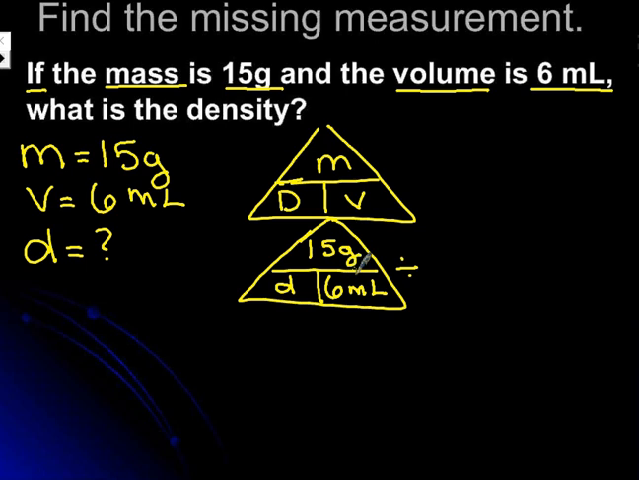15 is over 6. So when I do that math, I end up with D equals 2.5, but then I have to worry about units, because remember, everything needs units. Well, if I look here, it is grams over milliliters. So I write grams over milliliters. So my density is 2.5 grams per milliliter.